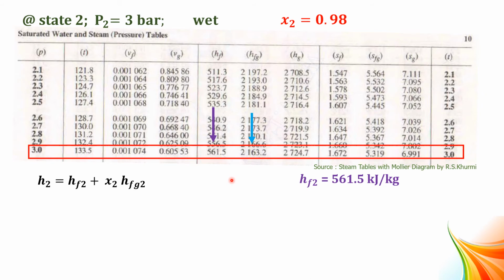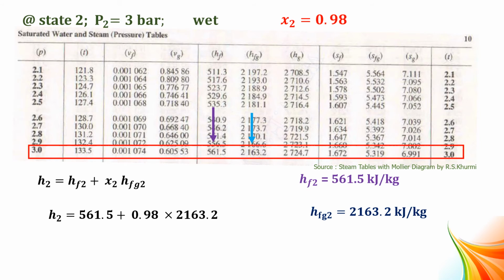and HFG equal to 2163.2 kilojoule per kilogram. Now substituting the values of X2, HF2, HFG2 in the specific enthalpy equation, we get H2 equal to 2681.43 kilojoule per kilogram.